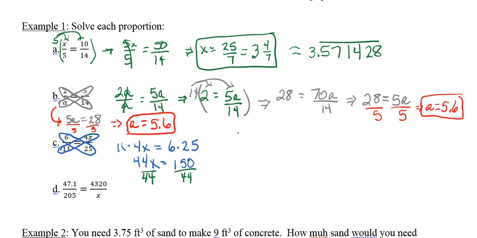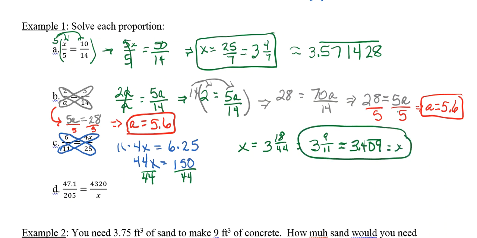Again, it's not a great number, so x is equal to 3, and that would be, well, that's 18 over 44, which can reduce to 9/11. So that would be the exact mixed number. As a decimal, it's 3.409, and the 09 repeats. So again, you choose how you want to give me your answer, but I do want an exact answer.